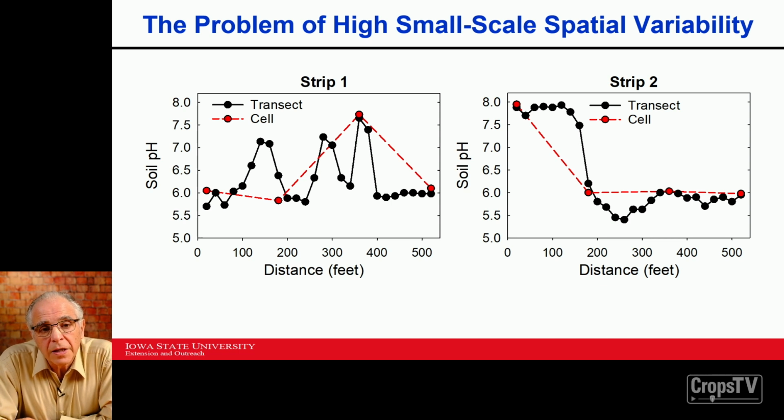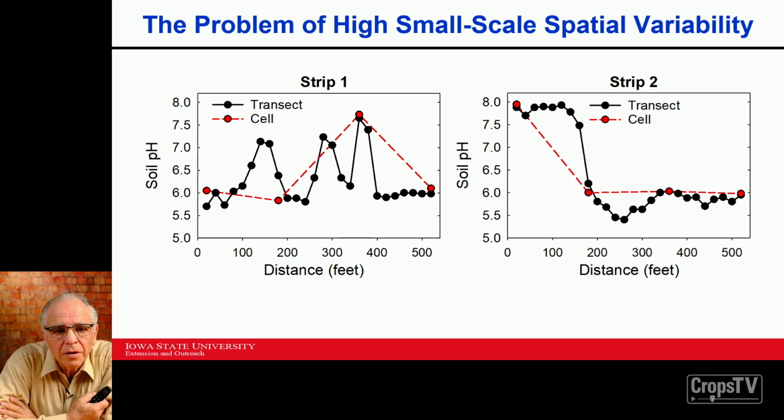See, this is some data from the strip trials. So I just selected 2 strips that we have like transects. We measured pH in composite samples taken every 10 feet. And those are the black points. And then the red points are where we took a composite sample every 200 feet or so.